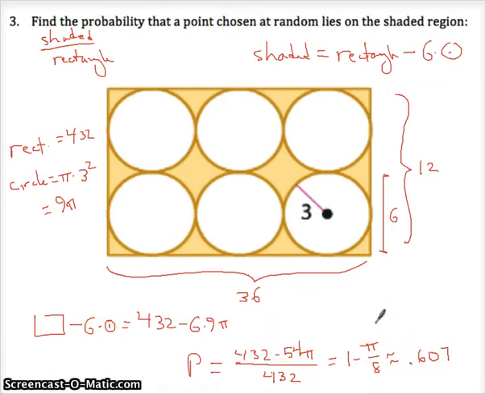And remember, for all of these, and this is good to keep in mind for these ones that are kind of crazy, all probability answers should be a number between 0 and 1. So if you get a number like 4.6, you know you did something wrong.